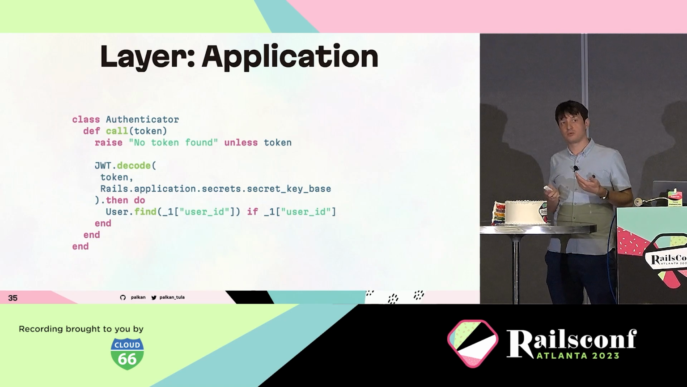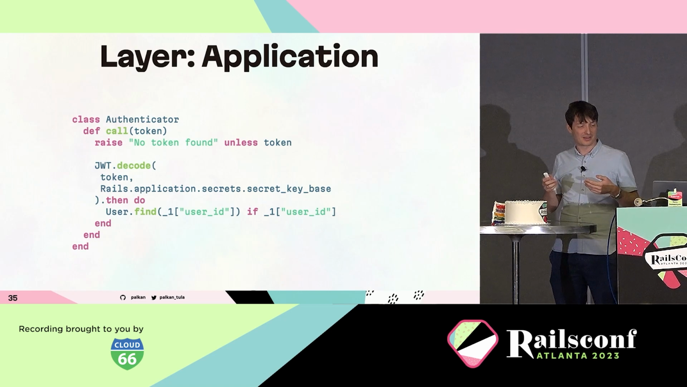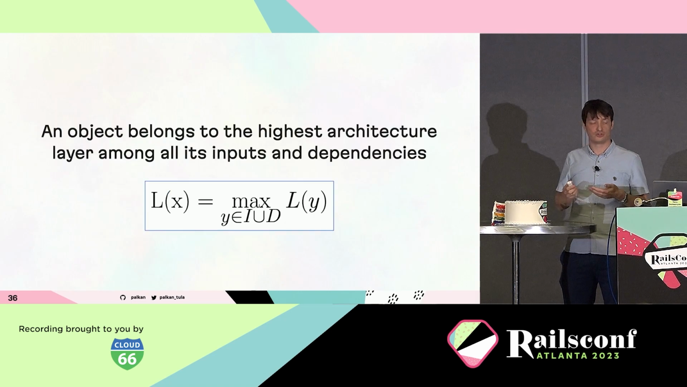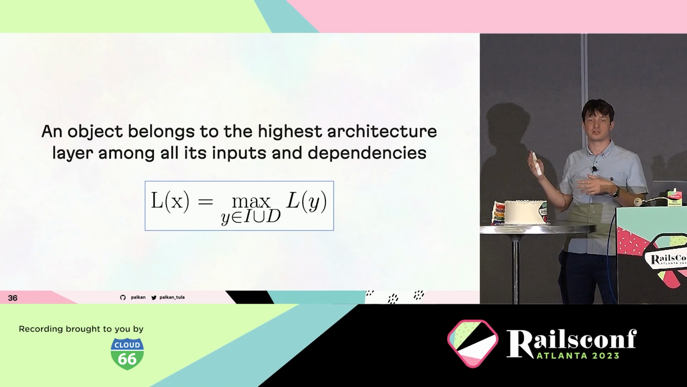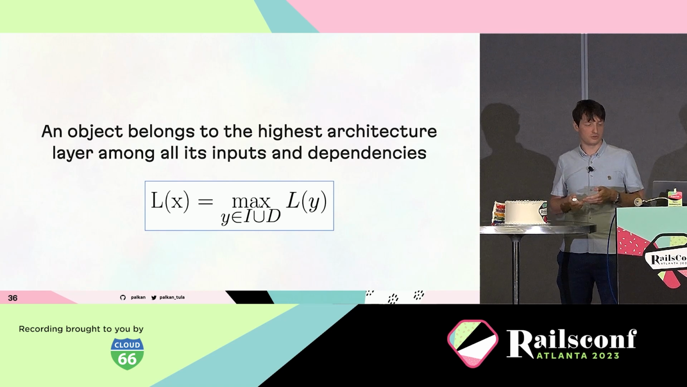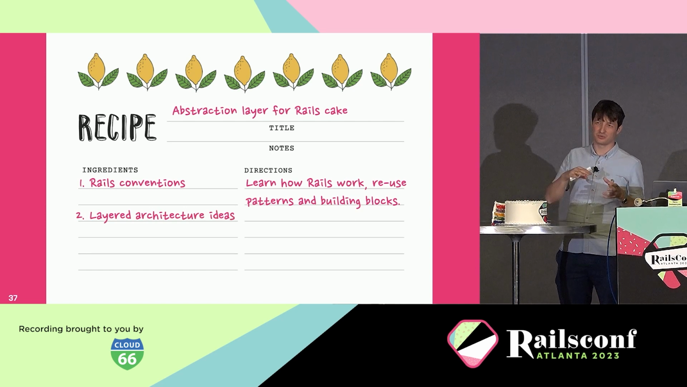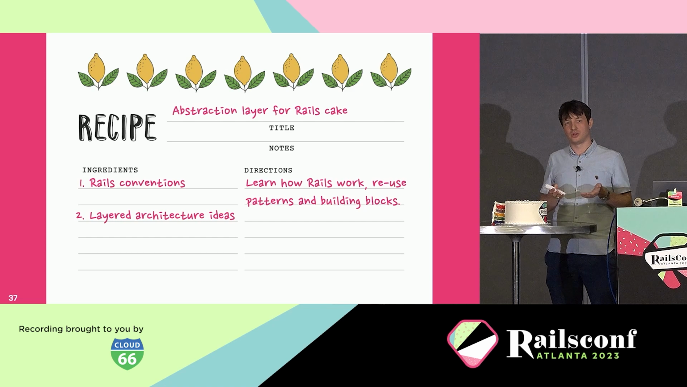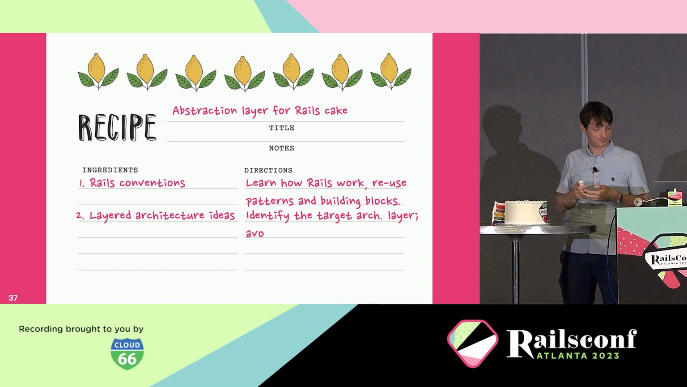And that's an example of a kind of rule or theorem I made up to describe how to detect where an object belongs. You just take a look at all the inputs and dependencies, and the layer of this object is the highest level of all its inputs and dependencies. That's it. And that will tell you where actually to extract code. So that's where we got to use it. That's the second ingredient, layered architecture ideas. Not principles, just ideas. We can use them, not strictly probably, but still refer to them to think about abstractions.